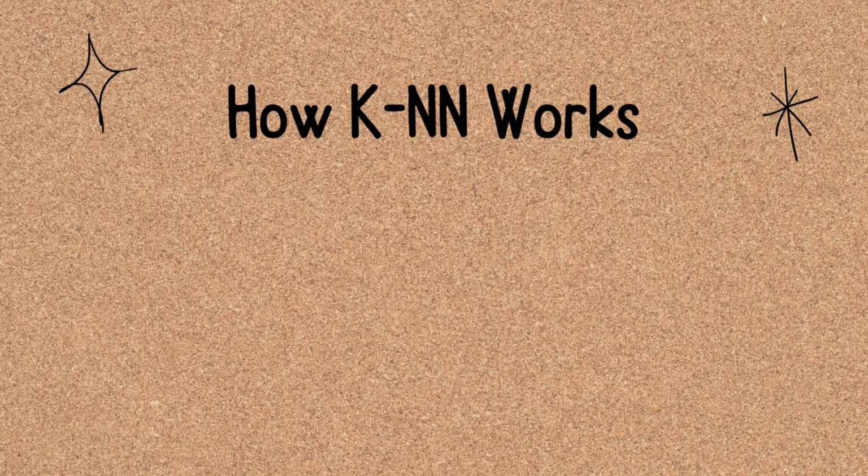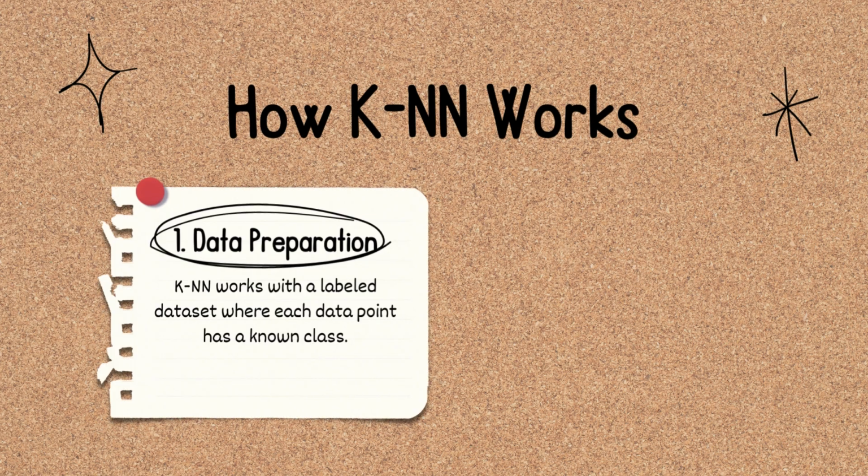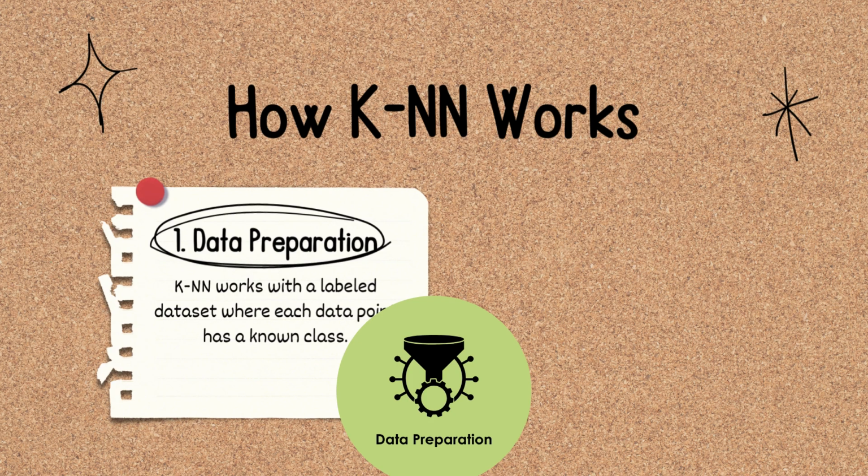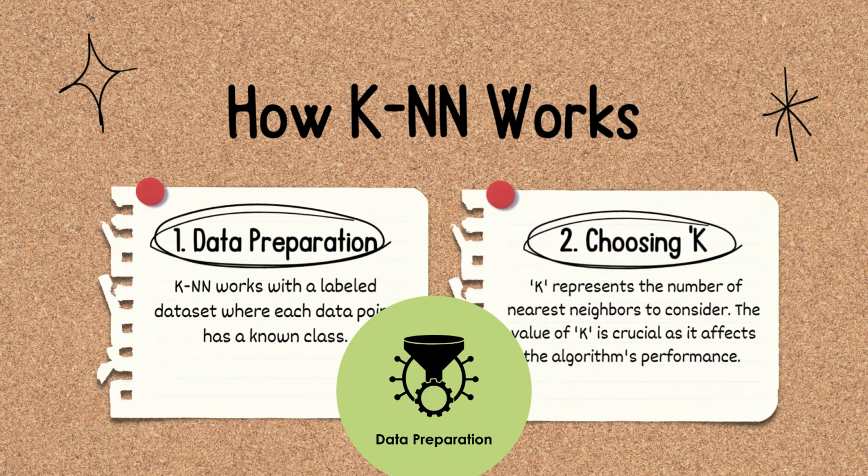How KNN works? Data preparation. KNN works with a labeled dataset where each data point has a known class. Choosing K. K represents the number of nearest neighbors to consider. The value of K is crucial as it affects the algorithm's performance.